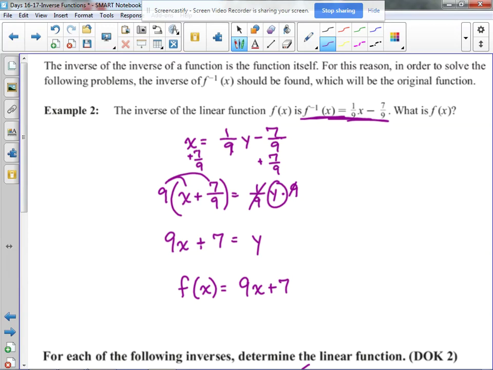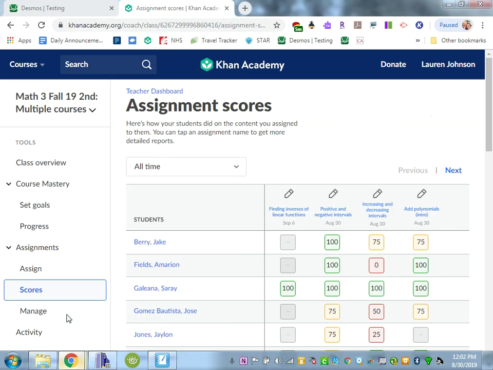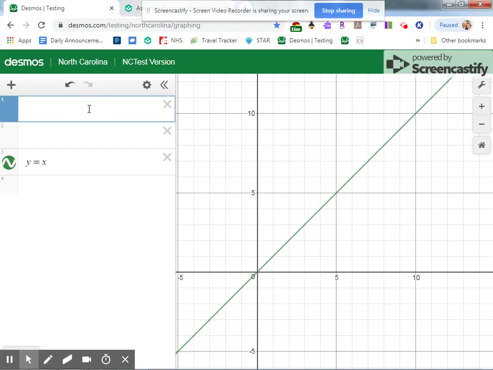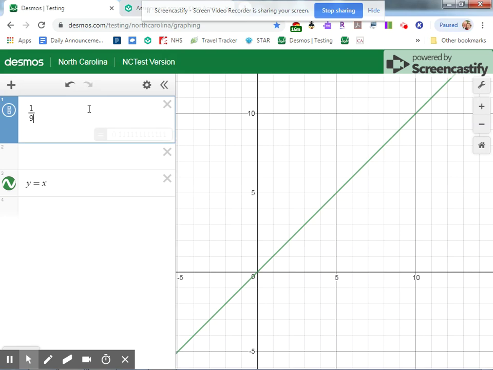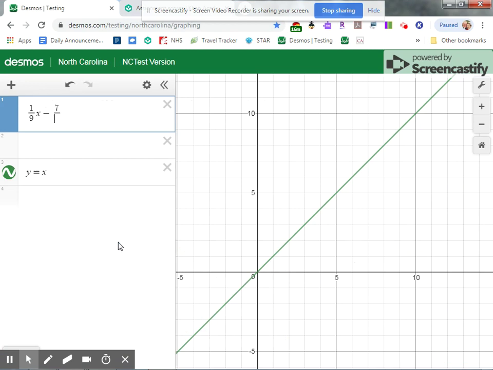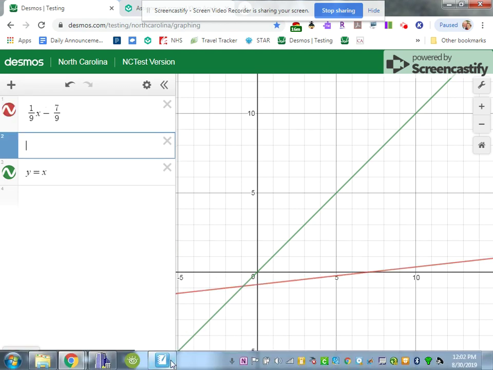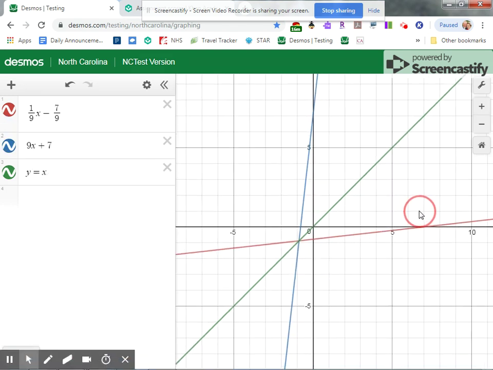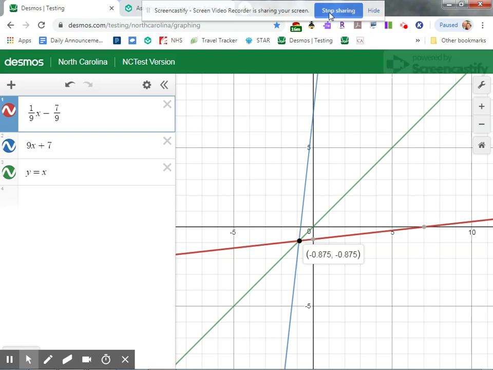So let me remind you of confirming these. Okay, if you type in the original function that they gave us, 1 over 9 x minus 7 over 9, that was the inverse, and we type in 9x plus 7, our original. Remember that when you type that in with y equals x on the graph, their intersection points, the line y equals x should go through that point as well, and they reflect over that line y equals x. They're mirror images across that line. So that's a way to check that. Okay?